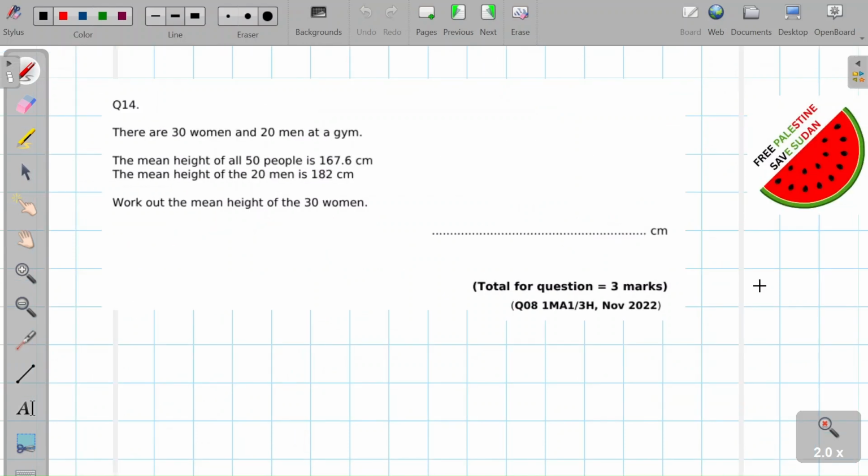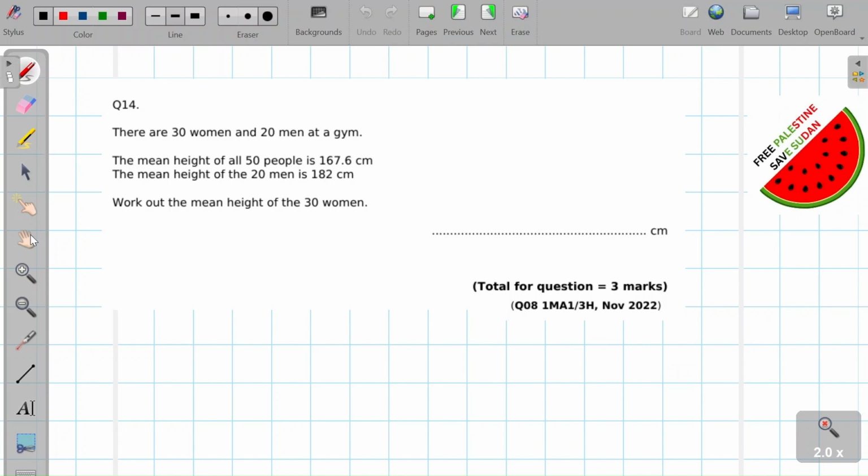Here we go. Okay, this is also another combined mean question, right? This is question 8. It's paper 3, so calculators are live on this one. November 2022. There are 30 women and 20 men at a gym. So you've got 50 people in total. The mean height of all 50 people is 167.6 centimeters, and the mean height of the 20 men is 182 centimeters. Work out the mean height of the 30 women.